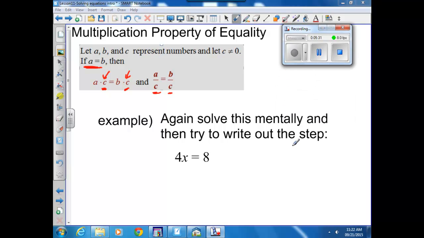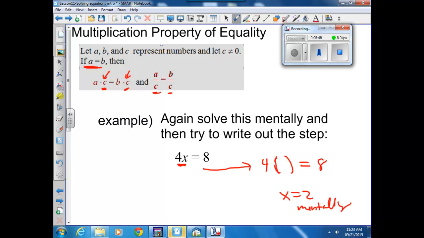Solve this one mentally and then try to write out the steps. Now, most people look at this and say 4 times something, because 4 is connected with x by multiplication. So 4 times something makes 8. Well, clearly that something must be 2, right? So x is 2, and that's just figuring that out mentally. But what if you had to write out a step?